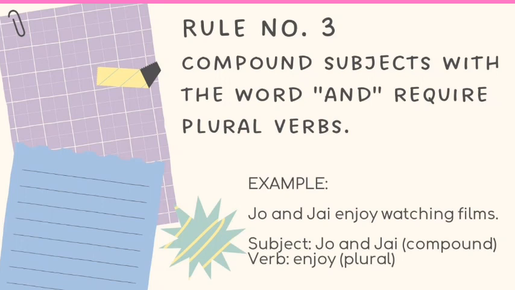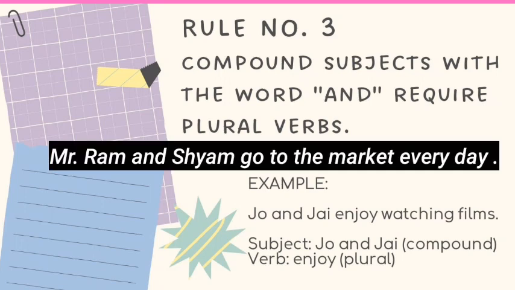Mr. Ram and Sam are going to the market every day. And we are using and, like Ram and Sam. So our subject is Mr. Ram and Sam, which are connected with the word and. So we consider it as a compound subject. So thus, our verb is also in plural form.